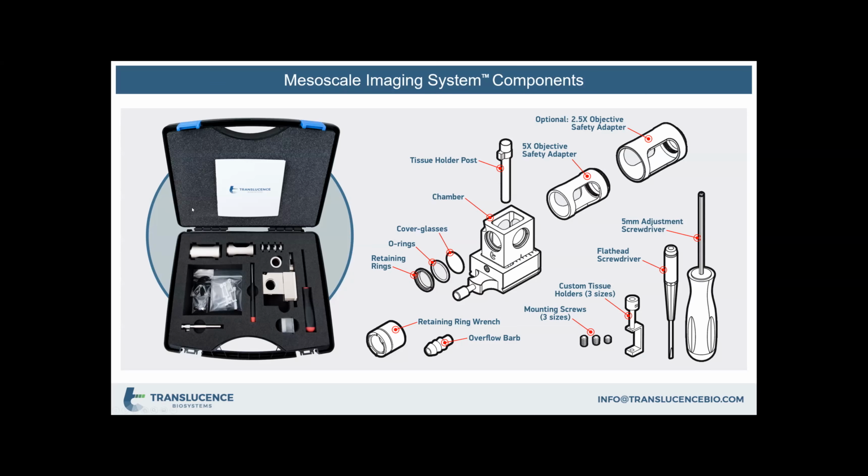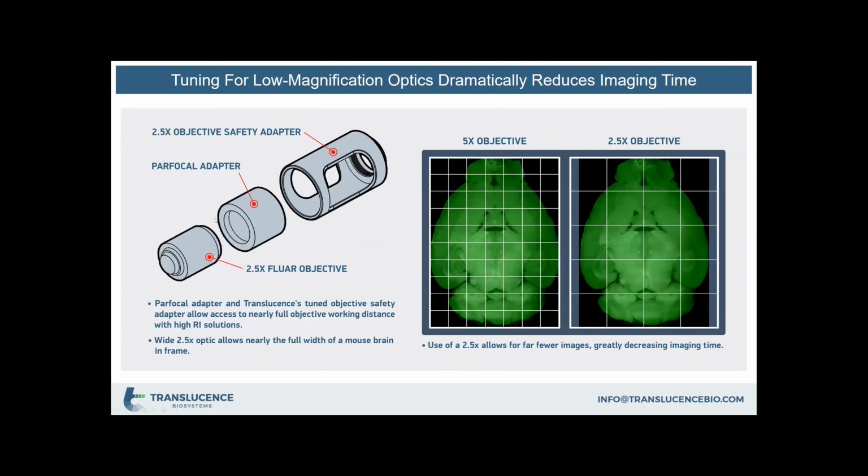And it comes, of course, in this nice box that you can get with it. So I pointed out the 2.5x. This is important, of course, that if you go to lower powered objectives, you can image much more quickly. And with the optics of the Zeiss microscope, you can still retain very good resolution that's good for most purposes.